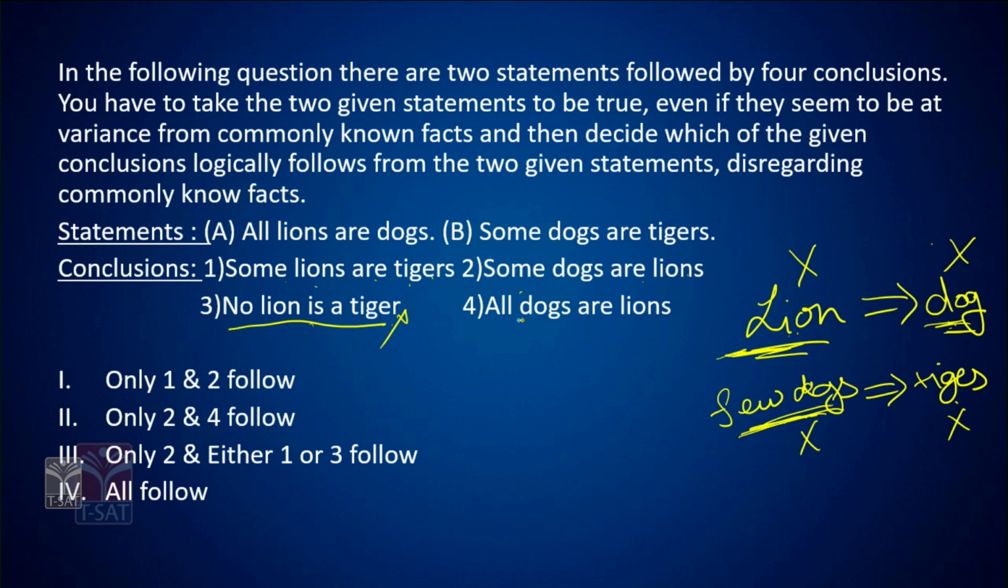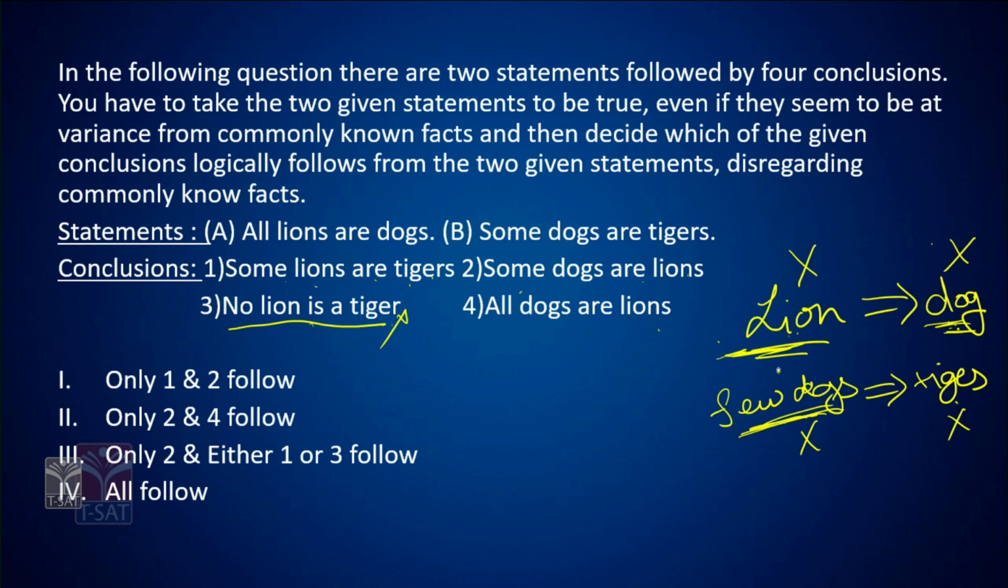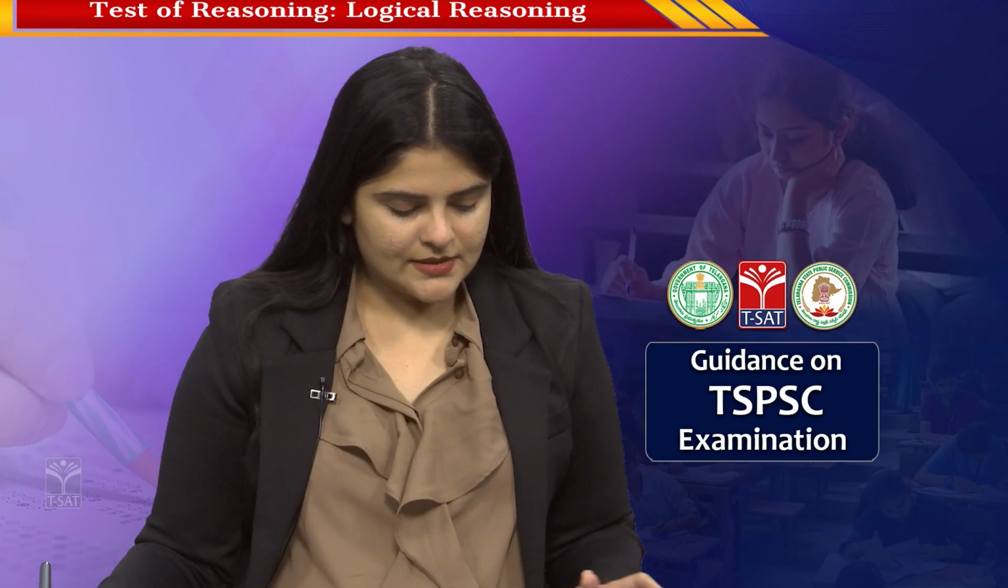So let's look at the fourth conclusion. All dogs are lions. Here be careful. We know that all lions are dogs, but there can be a few dogs which are not lions, a few dogs which are tigers, which are not lions. So obviously the fourth is also not true. So out of all of these, only option 1 is correct, because 1 and 2 follow from the statements, but 3 and 4 are not true, and definitely all do not follow. So that's the answer, option number 1.